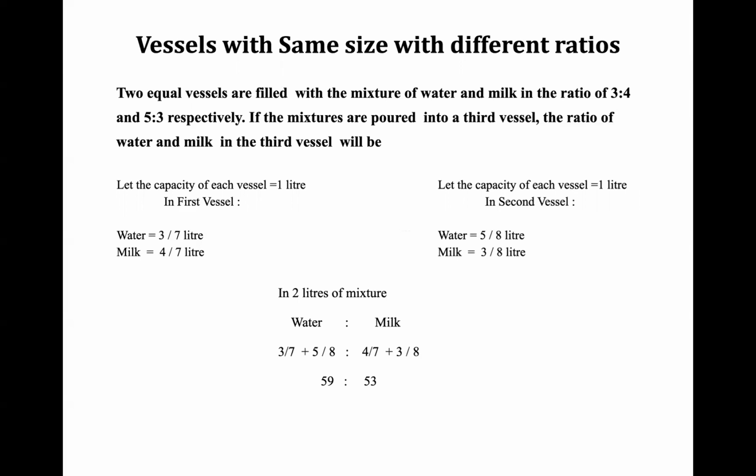Now these two vessels are poured into the third vessel. Now the quantity is 2 liters of mixture. So water we are adding: 3 by 7 from the first vessel plus 5 by 8 from the second vessel, whereas milk is 4 by 7 of a liter from the first vessel plus 3 by 8 of a liter from the second vessel. When you simplify, you will get 59 is to 53.